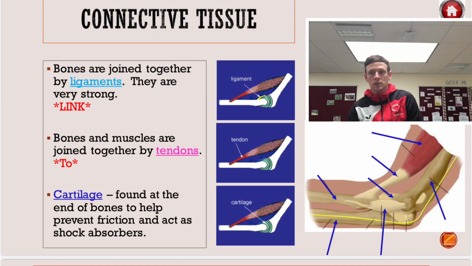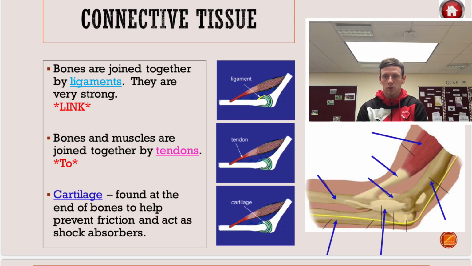Right, our third subtopic that we're going to be covering today is connective tissue. Connective tissue covers three different subtopics: ligaments, tendons, and cartilage. These will be appearing on your screen so you can see them as well with diagrams. Bones are joined together by ligaments. Ligaments are extremely strong. The next one you've got, bones and muscles are joined together by tendons.